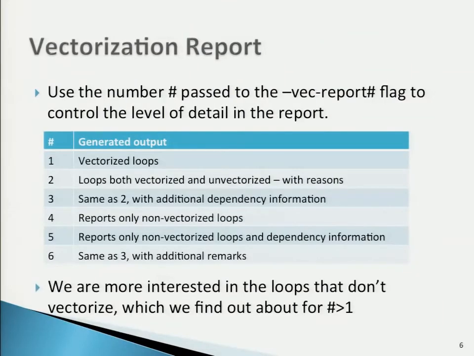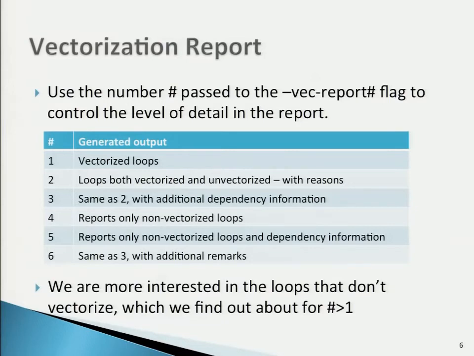So the vectorization report takes an argument from 1 to 6, which will generate different levels of information. Level 1 just tells you which loops were vectorized, which is nice to know, but it's not most interesting. What's most interesting is finding out where we have problems or loops that didn't vectorize. So level 2 tells you what was vectorized and what wasn't vectorized and gives you a simple reason, like, for example, telling you that there's a dependency.